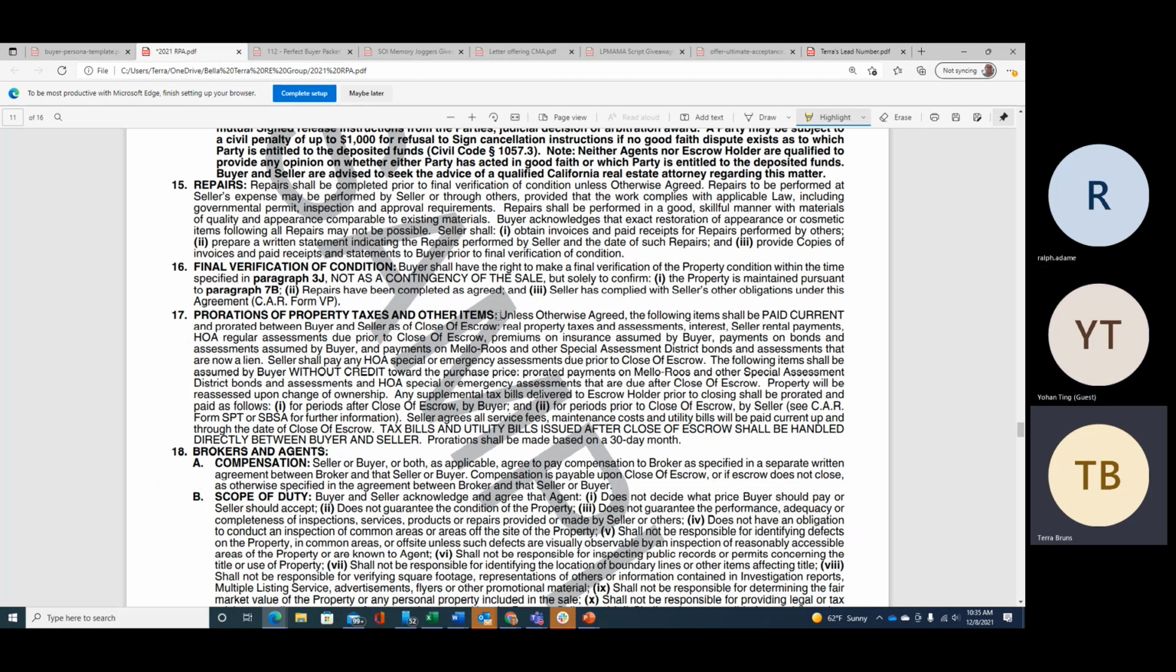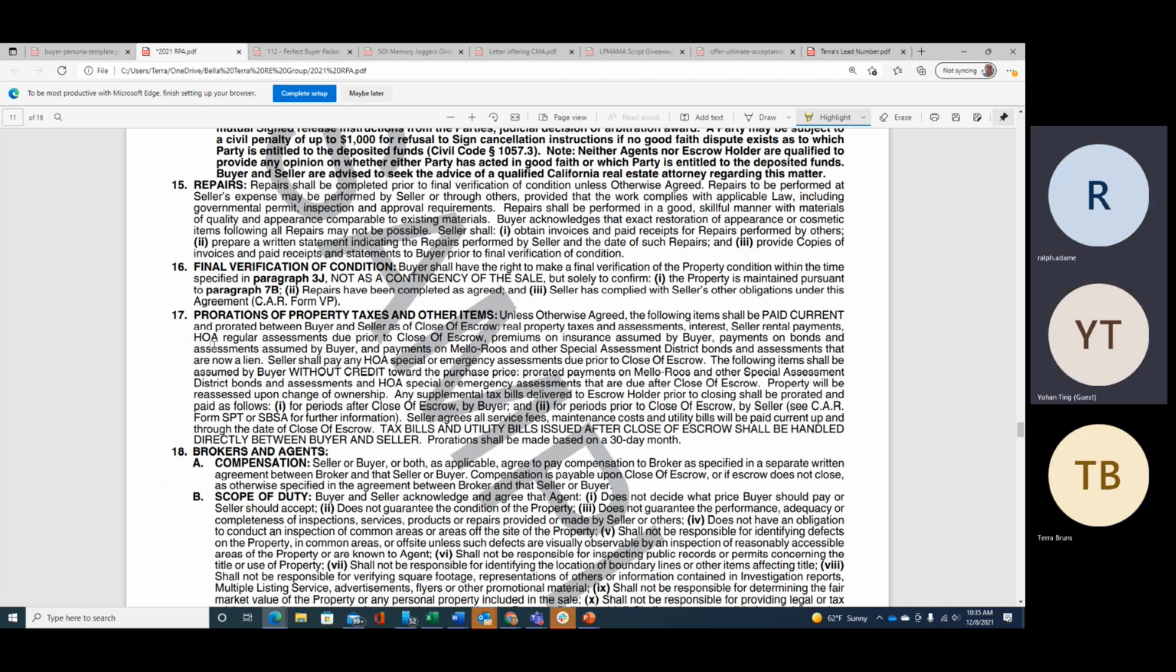Prorations of property taxes and other items. Ralph? Unless otherwise agreed, the following items shall be paid current and prorated between buyer and seller as of close of escrow: real property taxes and assessments, interest, seller rental payments, HOA regular assessments due prior to close of escrow, premiums on insurance assumed by buyer, payments on bonds and assessments assumed by buyer, and payments on Mello-Roos and other special assessment district bonds and assessments that are now a lien. Seller shall pay any HOA special or emergency assessments due prior to close of escrow.